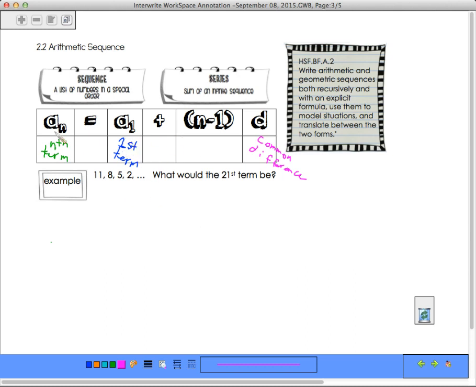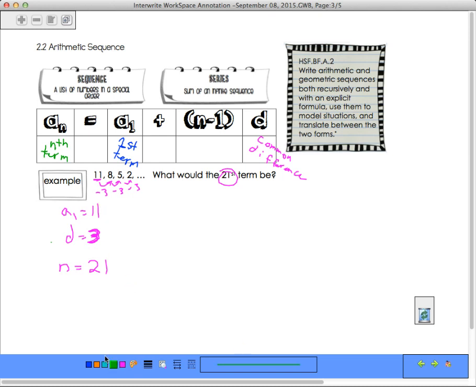So to use that formula, we need to know a few things. First of all, we need to know what the first term is. So a sub 1, in this case, this one right here, so that's 11. That's my first term. And then from that to 8, and from 8 to 5, each one of those I'm going down 3. So it's minus 3, which means that d, or my common difference, is negative 3. The only other thing we need to know is which term we're looking for. So we're looking for the 21st term. That means that n is 21. N is which term we're looking for.